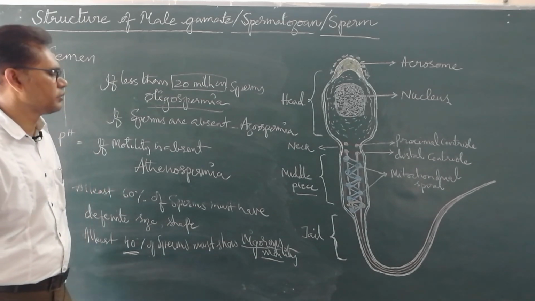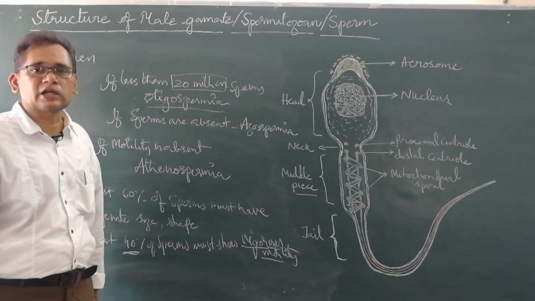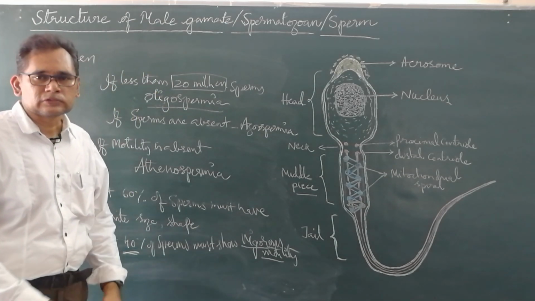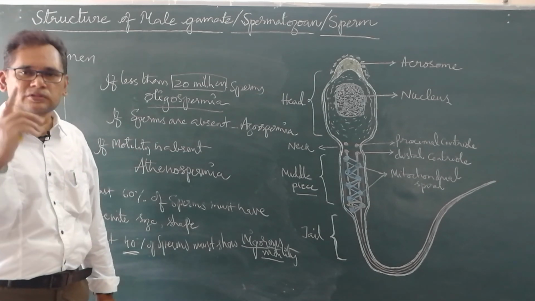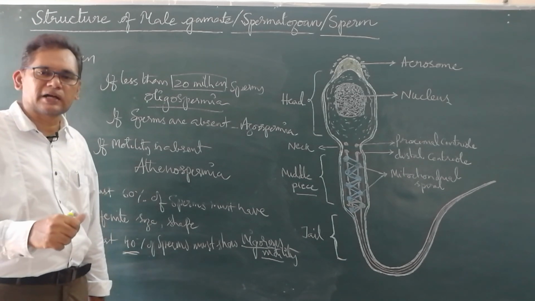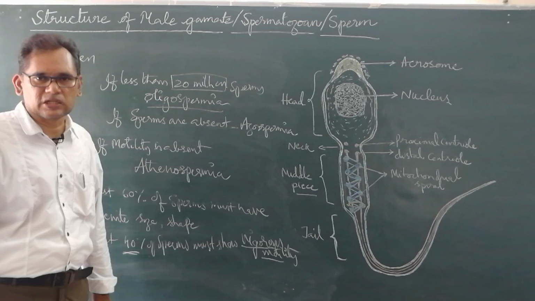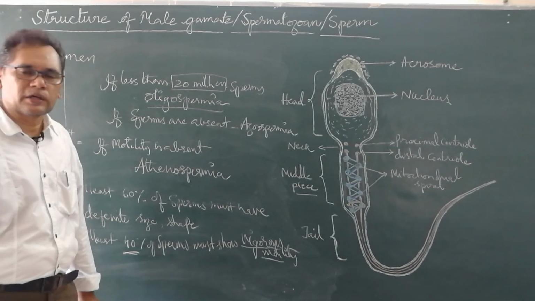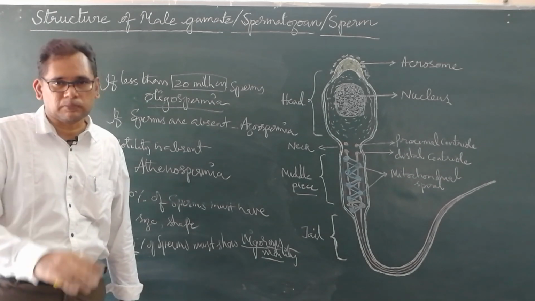Okay. Now this is the structure of the male gamete, or spermatozoa, or sperm. Nearly 50 micrometers in size, not visible to our naked eye. Whereas the ovum is visible to our naked eye, sperms are not visible. Now this is about the structure of the male gamete or spermatozoa.